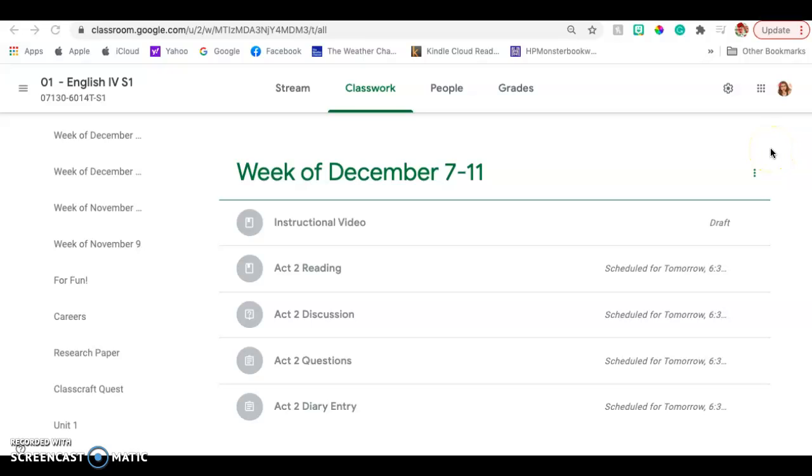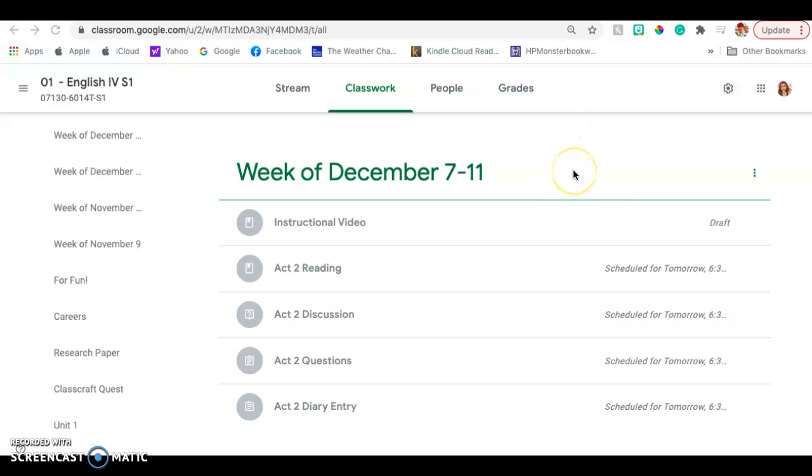Hi guys, welcome to week 2 of virtual learning, and we're going to be working on Act 2 of Pygmalion. Last week I noticed a lot of you struggled with some of the concepts, so hopefully I'm going to go over a few things that will help you understand what's going on in the play a little bit more.